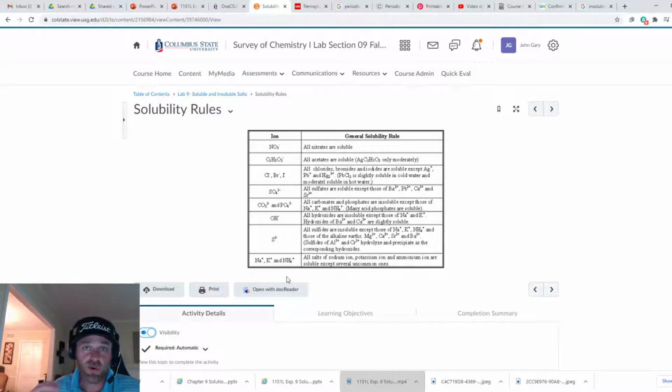Okay, so it's important to keep up with that. This table I think is better than the one that's in your lab manual, but both of them can be used. Okay, now how do you use them? Go back to the lab manual so I can walk you through this.